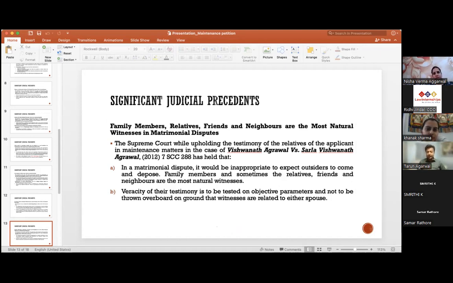So as I was explaining, a petition always has to be supported by affidavit.